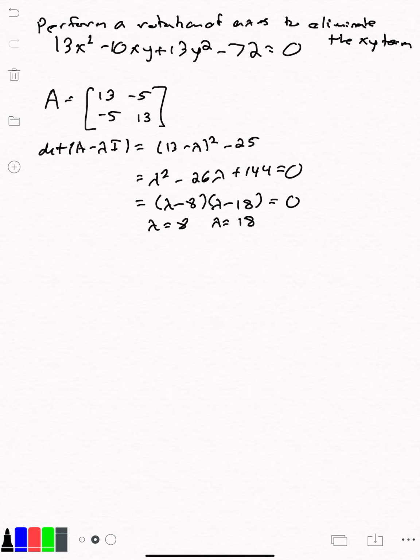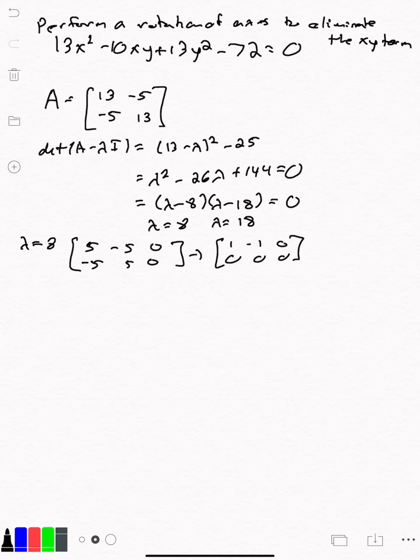And then once we have those, we can go ahead and find the P matrix. And once you have the P matrix, then you're able to do your change of variables, right? So we'd have to figure out our eigenvector for lambda equals 8. So lambda equals 8 would be 5, negative 5, 0, negative 5, 5, 0. You're going to get this here. So you're going to get x is y. So we have 1, 1 here. And then we'd get lambda is 18. And let's see what we're going to get here.